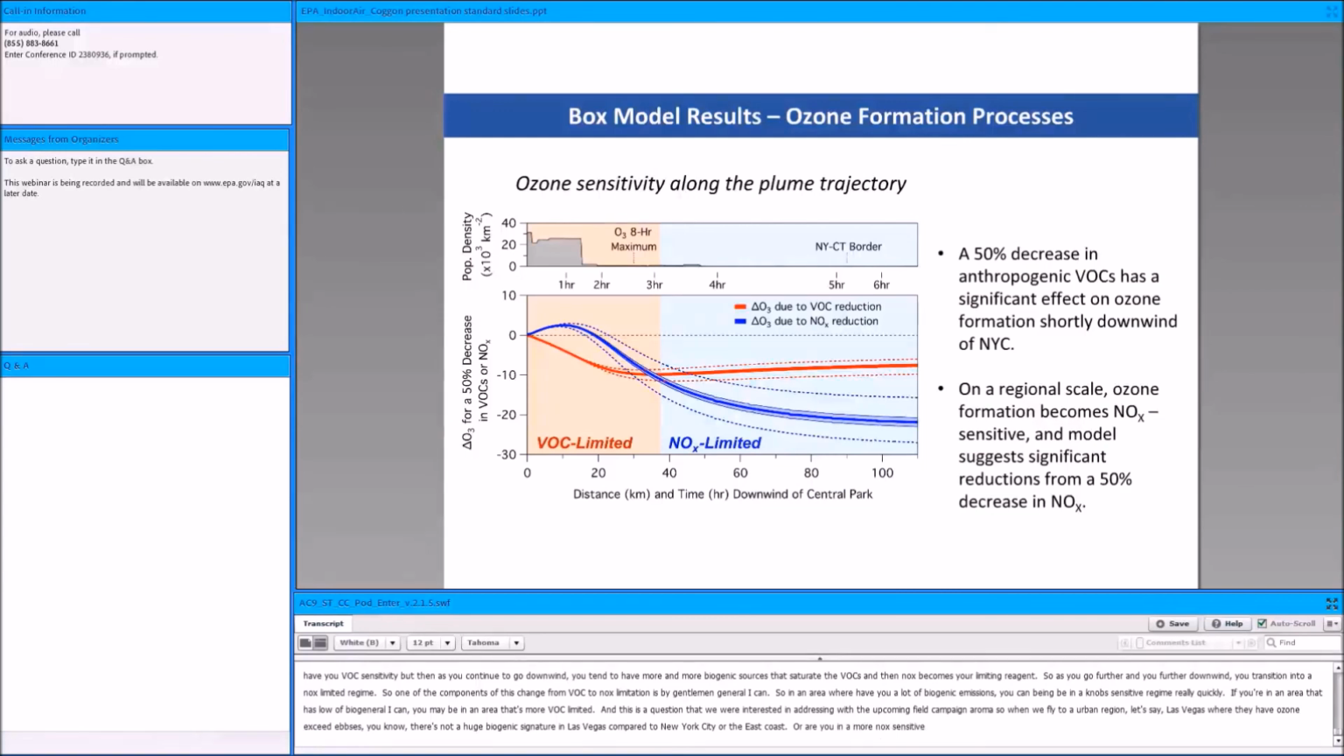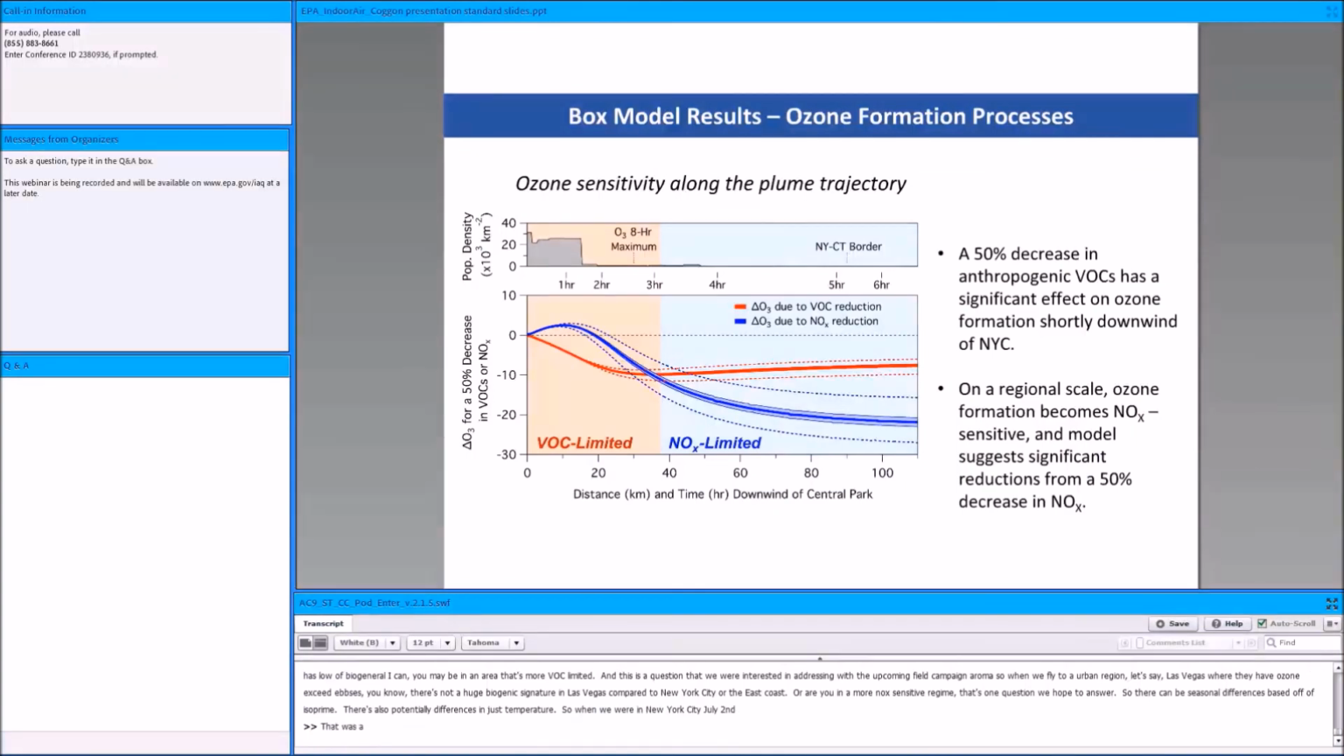There can be seasonal differences based off of isoprene. There's also potentially differences in just temperature. When we were in New York City on July 2nd, that was a big heat wave that affected the entire U.S. region, the whole eastern U.S. seaboard. And it was like in the high 90s, with high relative humidity, and all of that can influence the chemistry significantly.